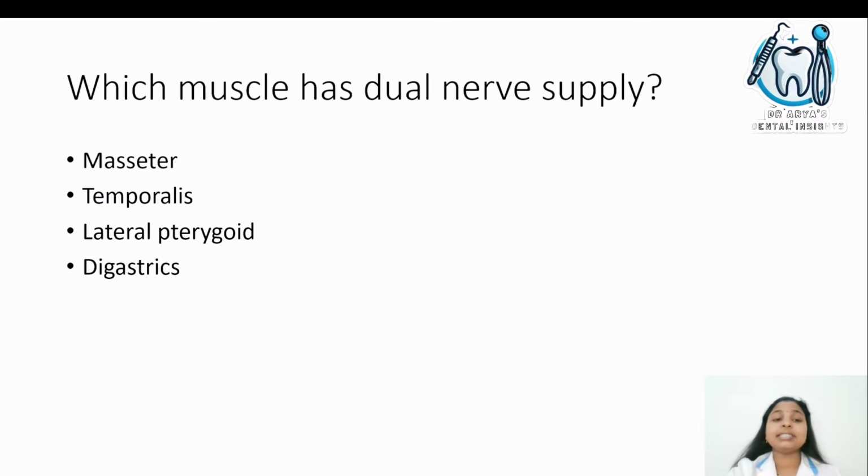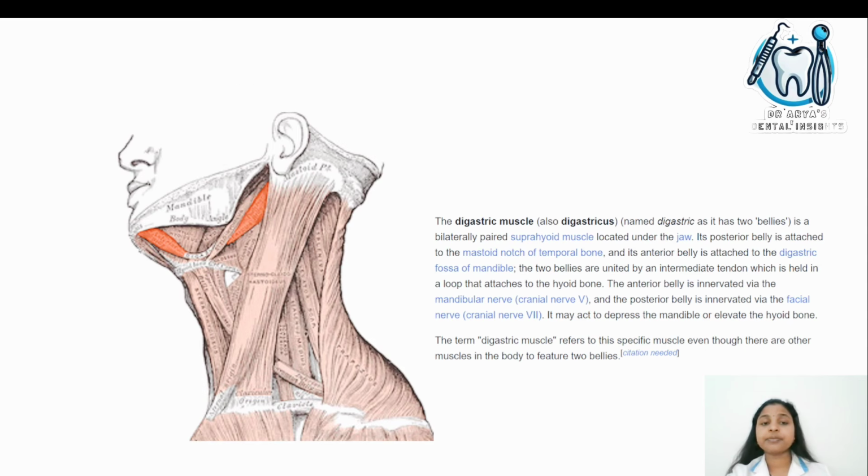So the next question is: which muscle has dual nerve supply? The options are masseter, temporalis, lateral pterygoid, or digastric. So just look into it. This is the picture showing the digastric muscle. Here is the anterior belly of the digastric and this is the posterior belly.